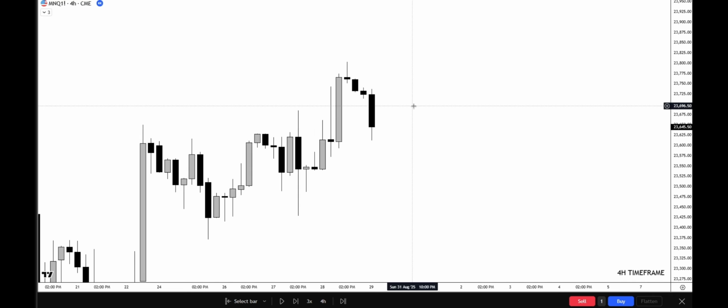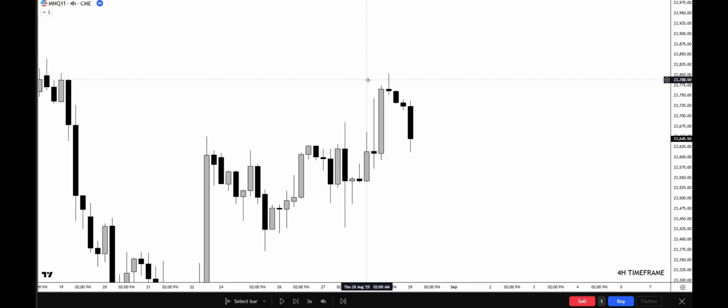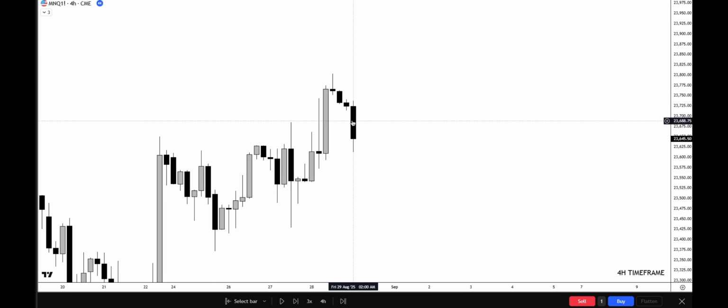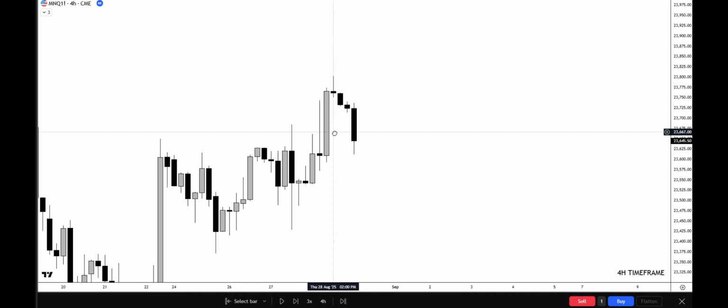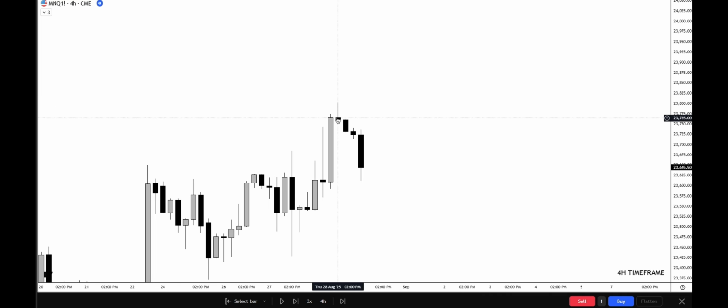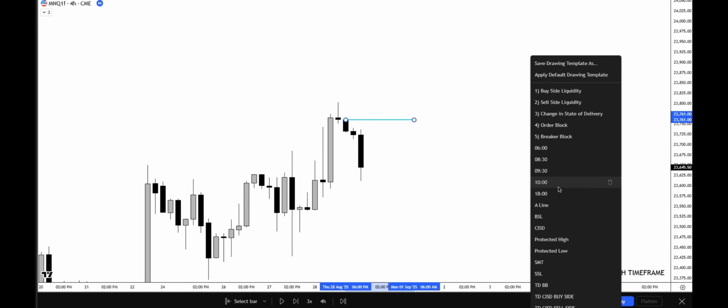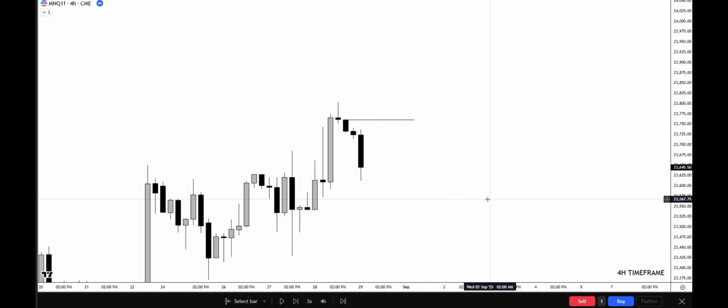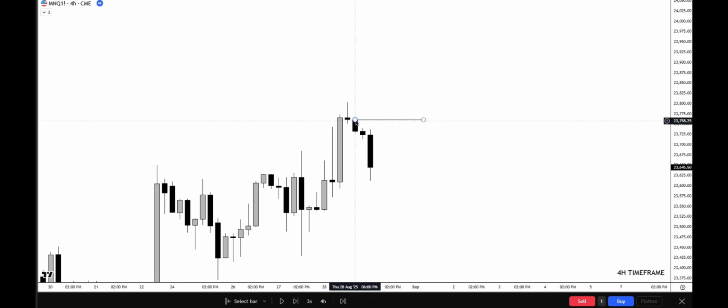This is my first example. My first example basically looks like this. This is the 2 a.m. candle. As you can see, price opened at 6 p.m. somewhere here, at my line. What the 2 a.m. candle did is close below it.